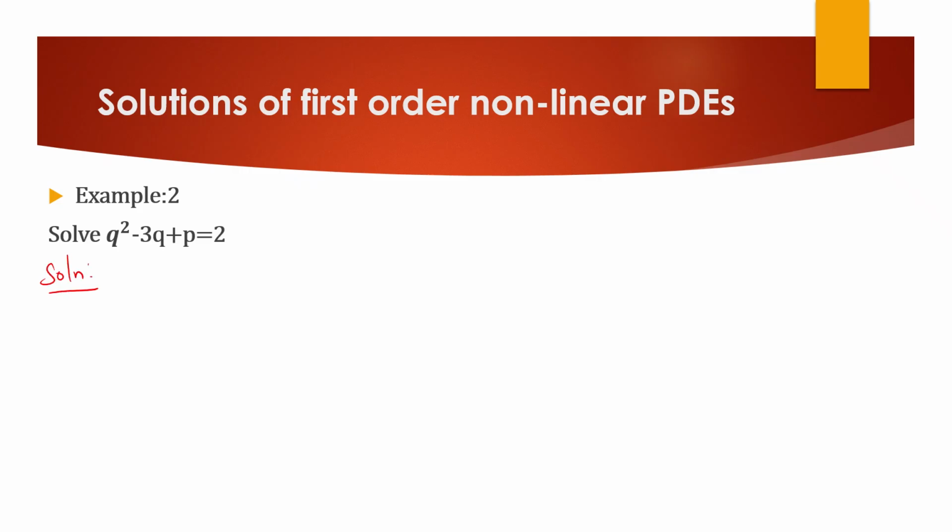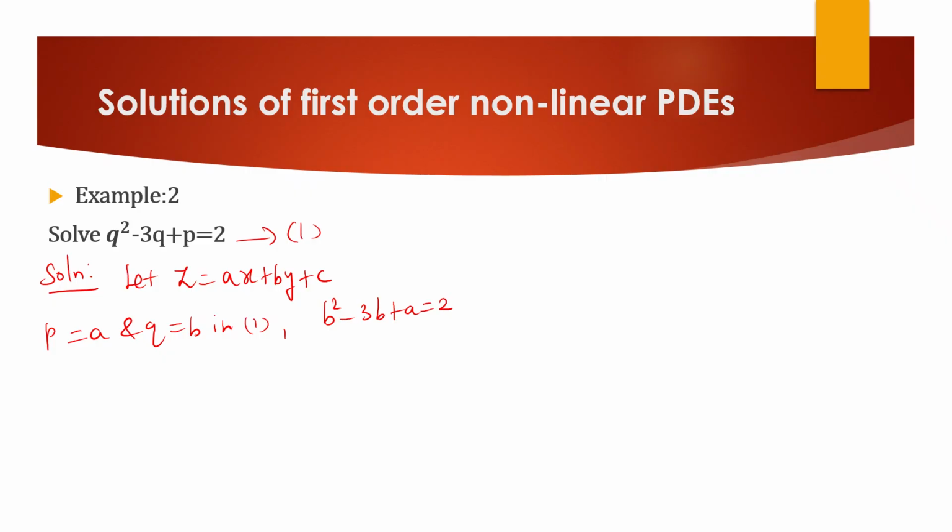So here for the first form of PDE, we assume our solution is z is equal to ax plus by plus c. Now we have to reduce one constant in this to get our complete solution. For that we replace p as a and q as b in our given equation. So we get b square minus 3b plus a is equal to 2. From this we write a in terms of b, that is a is equal to 2 minus b square plus 3b.